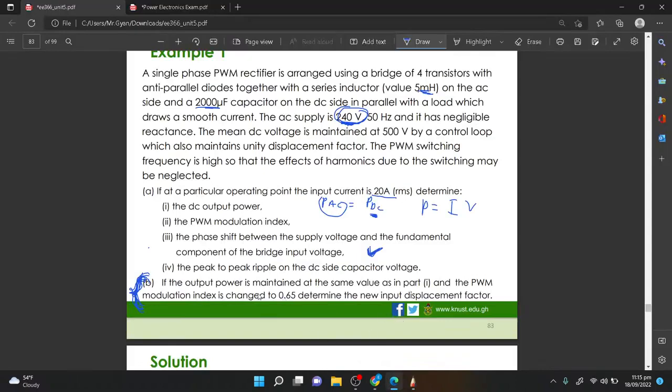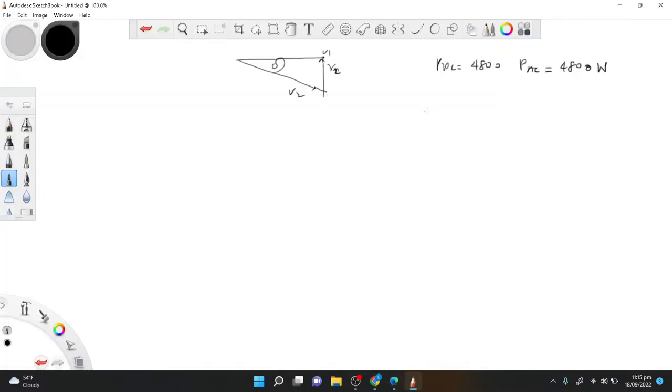Now they say the modulation index is reduced and changed to 0.65. So now we have a new MI. Don't forget this is how the circuit looks. I have the AC here, V1, I have my V2 RMS here, I have my E here. So the MI is changed, so at the new MI there will be a new V2. They say E is kept constant.